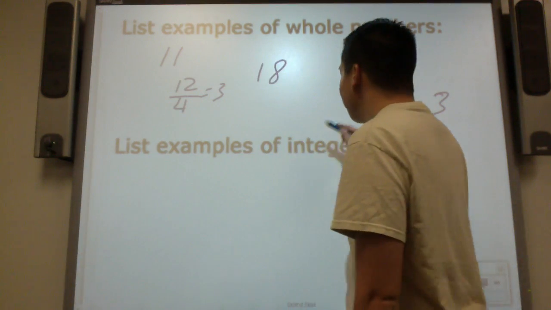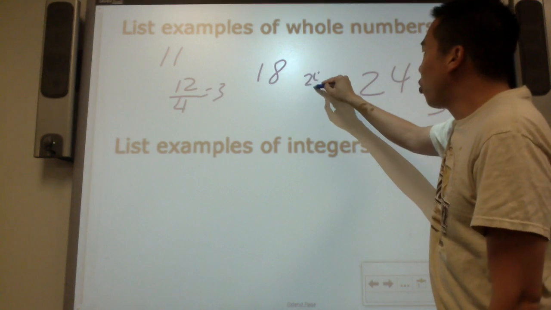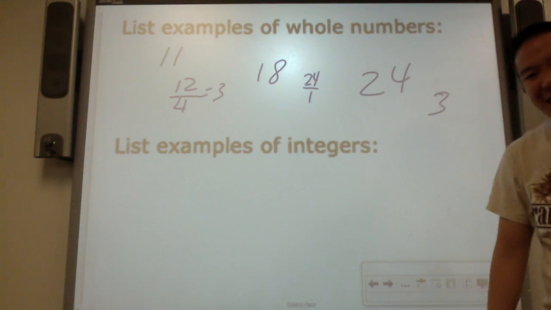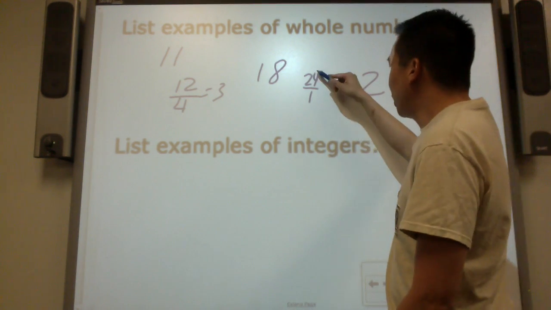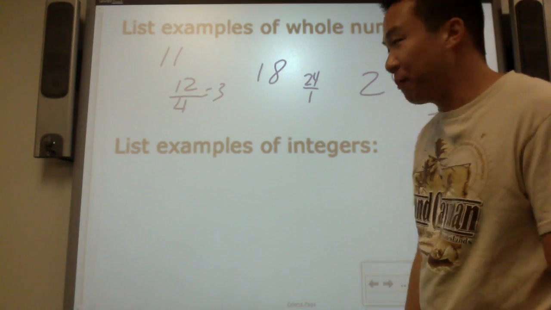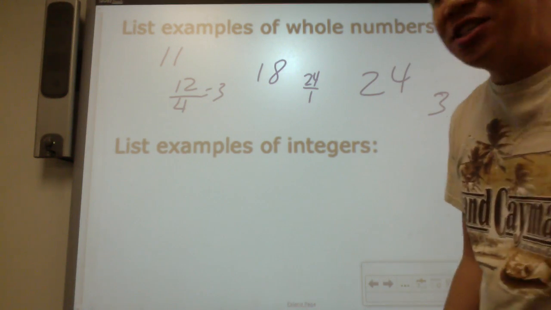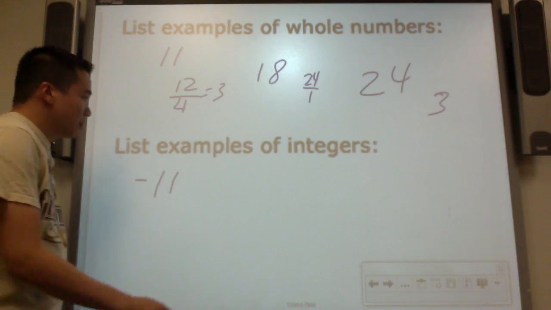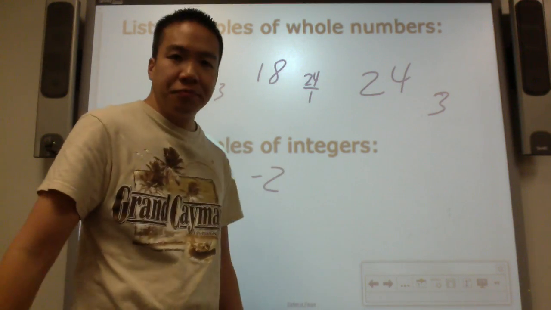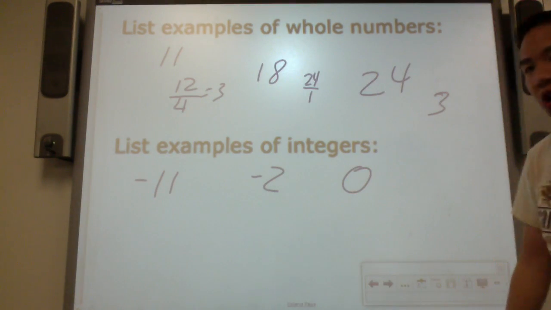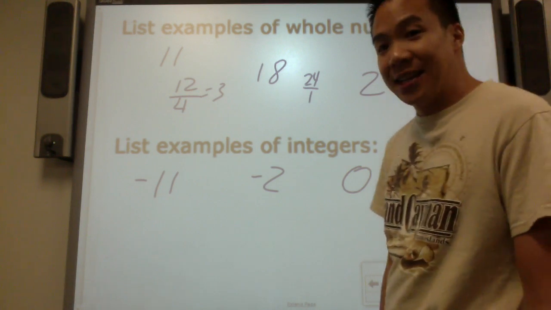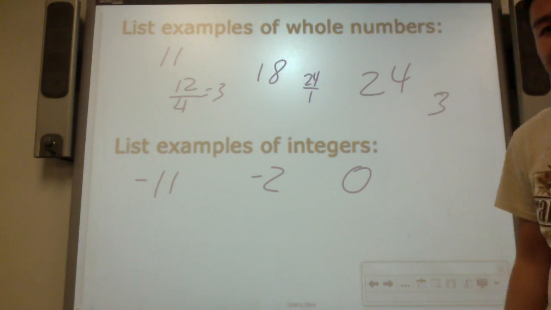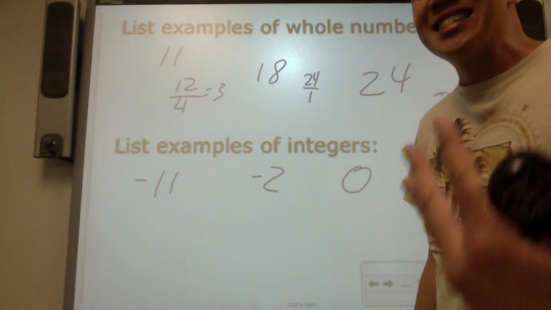Example of a whole number. What about 24 over 1? Is that an example of a whole number? 24 divided by 1 is 24. List examples of integers. Negative 11. Negative 2. Is 0 an integer? Yes, it is.